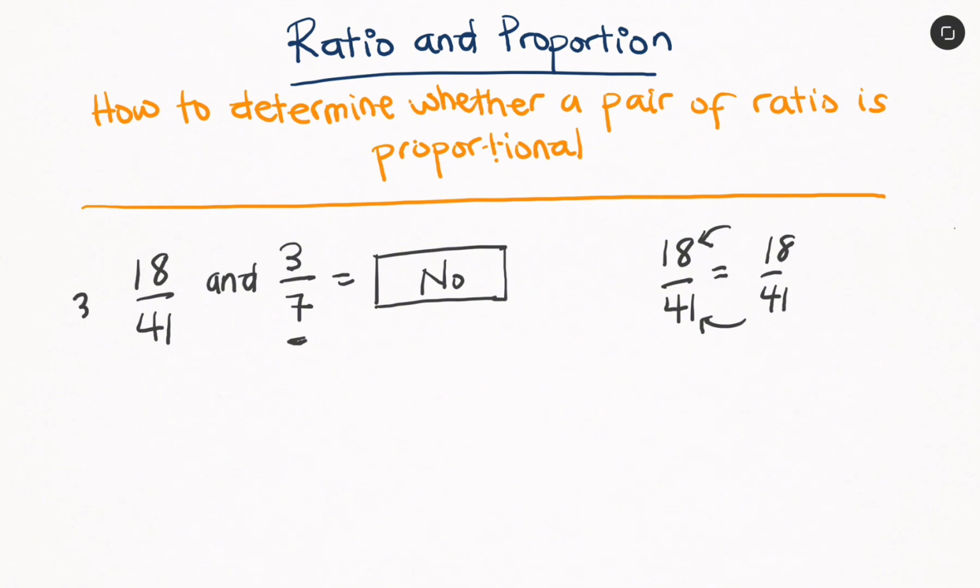All right, so let's look at the fourth example. So for the fourth example, we have 3/2 and 27/18.